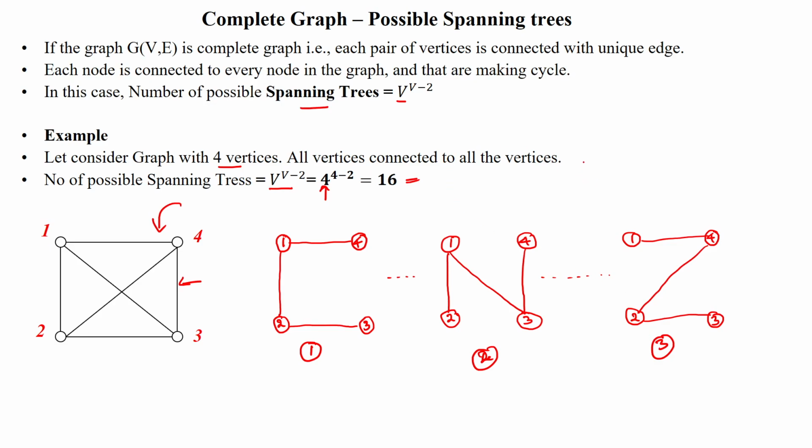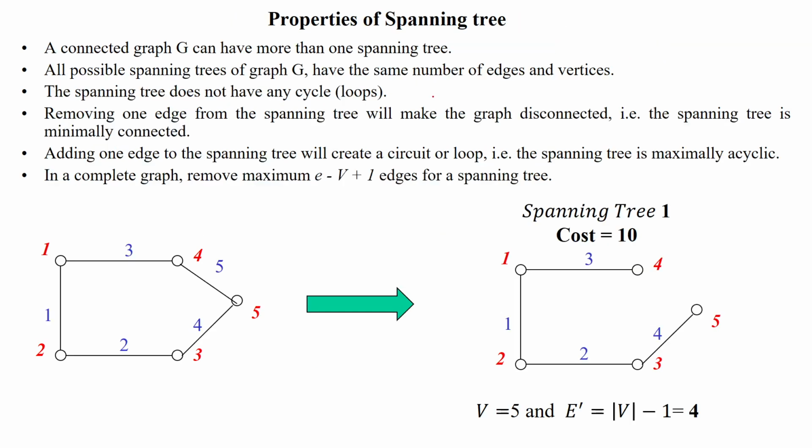So based on this we can say the number of possible spanning trees is the number of vertices power the number of vertices minus 2. Here the properties of spanning tree is, the connected graph G can have more than one spanning tree. All possible spanning trees of a given graph G have the same number of edges and vertices.